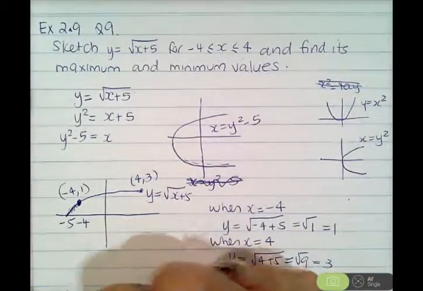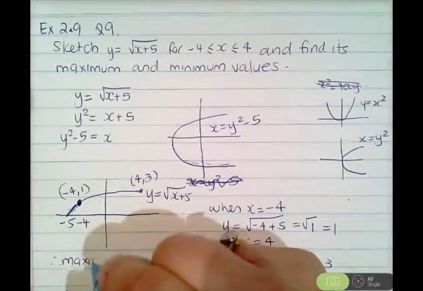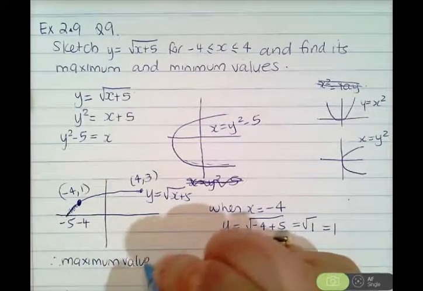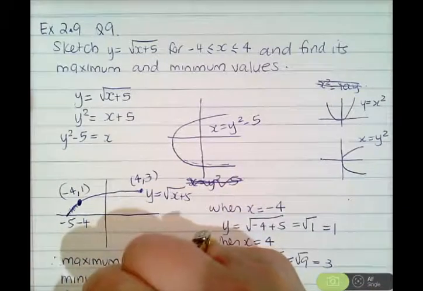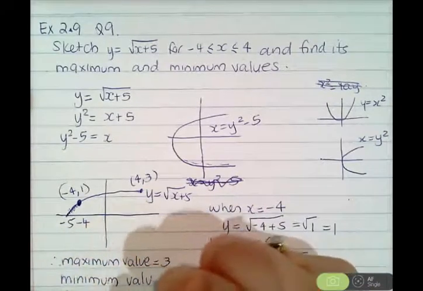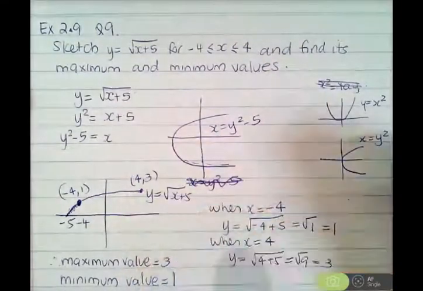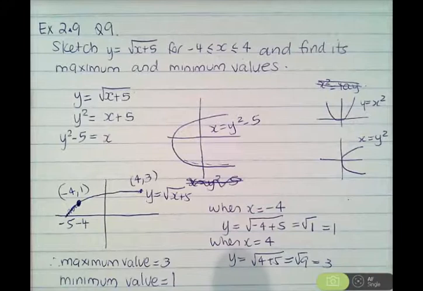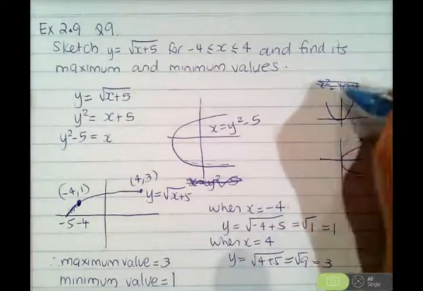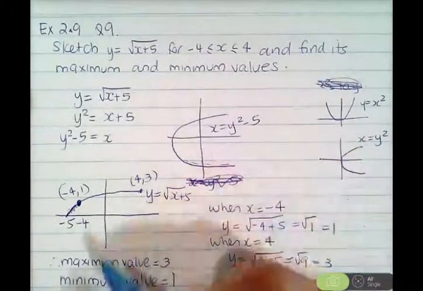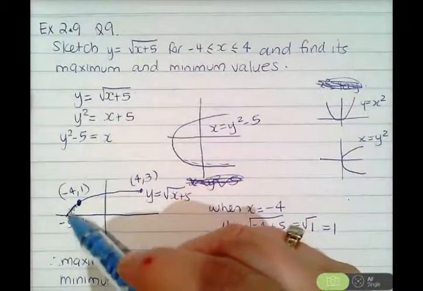So therefore we can say that the maximum value is the y value up here, which is 3, and the minimum value in that domain from -4 to +4 is 1. Now that one did not require any differentiation because there were no turning points. Because there were no stationary points or inflections for this particular curve, we didn't differentiate it.